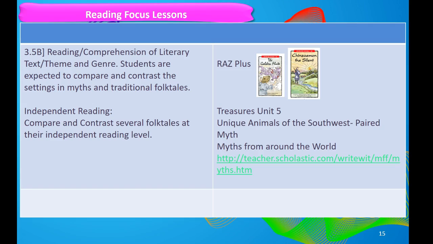Also in your Treasures, there's a myth. Then I found you a link, a clip right here. You can download this PowerPoint, and it shows you short texts about myths from around the world. So it'd be really interesting for them to compare and contrast several folk tales. So in the independent reading, you might find them some folk tales that they could compare and contrast the settings in their level books.